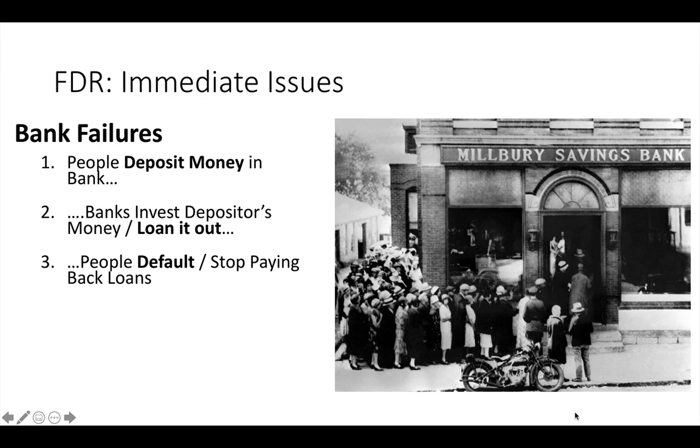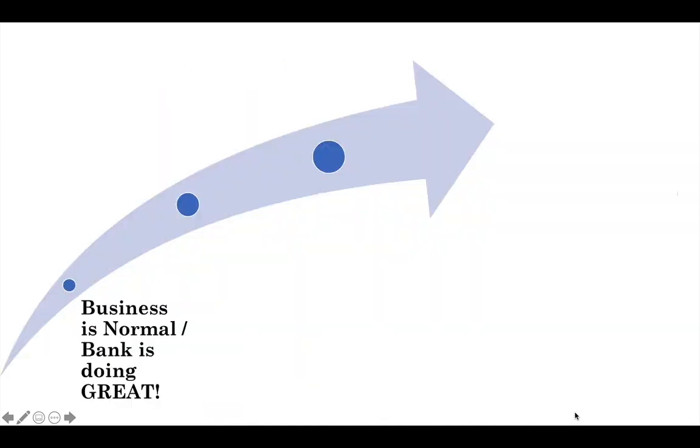What ends up happening during the Great Depression is even banks that do the right thing, that are run in a responsible way, who only lend money to people who can pay it back, even those banks go out of business. So let me show you what happens.